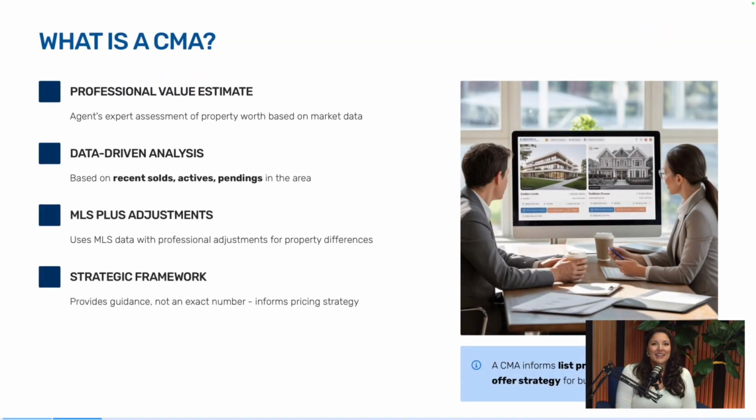All right, so let's start at the basics. What exactly is a CMA? Well, it's your professional estimate of value. It's based on recently sold homes, current listings, and pending listings. You pull the data, compare the properties, and adjust for differences. Then you recommend a price range or a strategy for your client. It's not guesswork. It's a structured process, and it's the foundation for every pricing conversation.